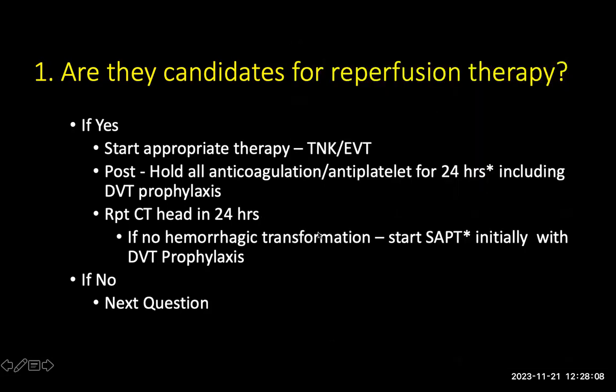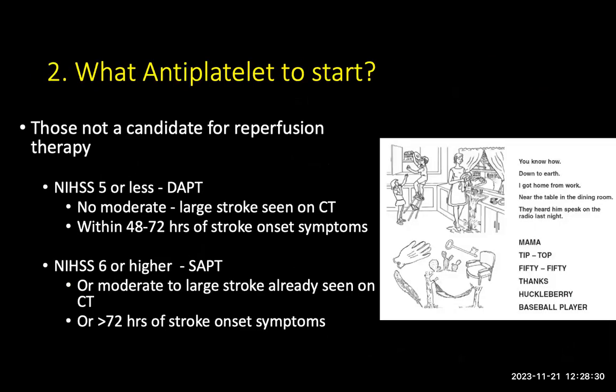However, if there's no hemorrhagic transformation, or as I said, HI1 or at most an HI2, you can start single antiplatelets. And at least in an HI1, you'd be able to start DVT prophylaxis as well. If there's no hemorrhagic transformation, you're good to start both. And then you carry forward.